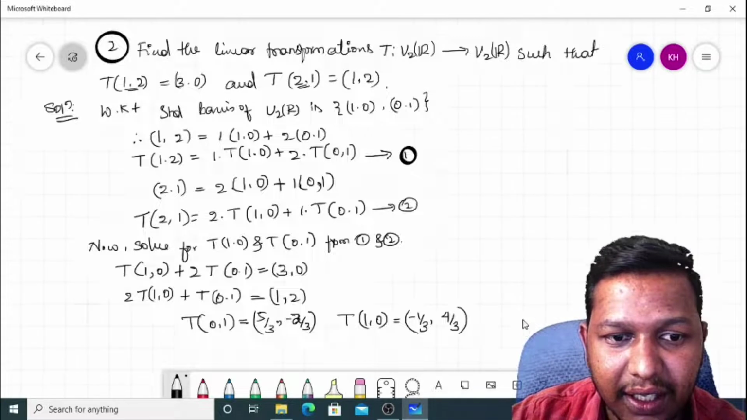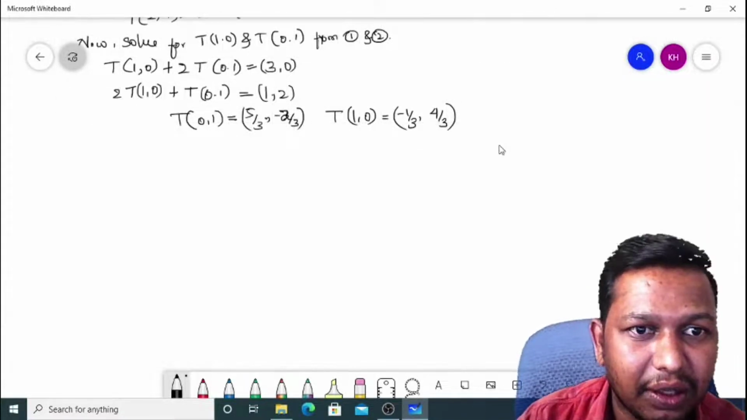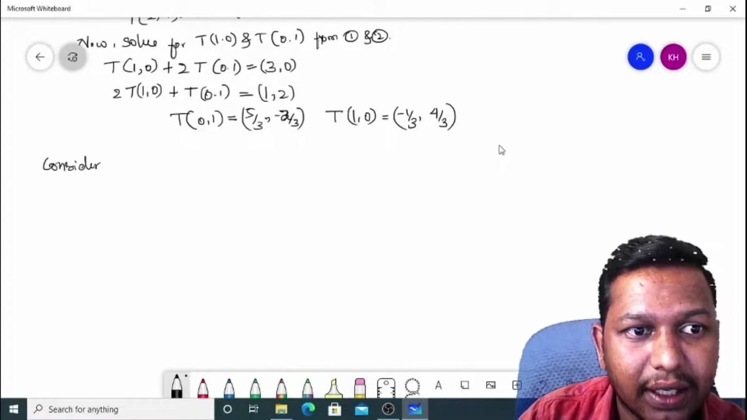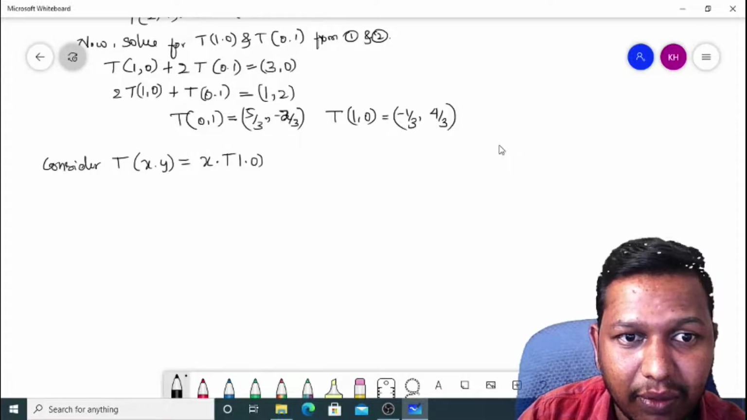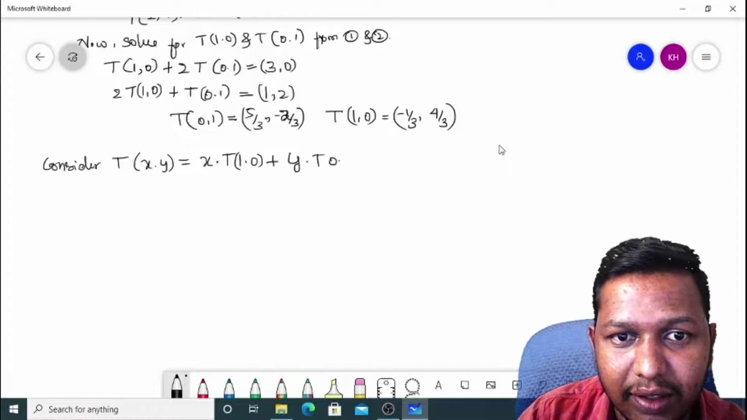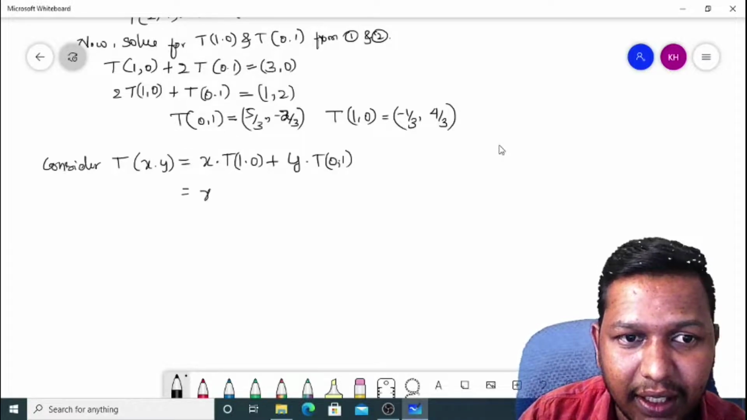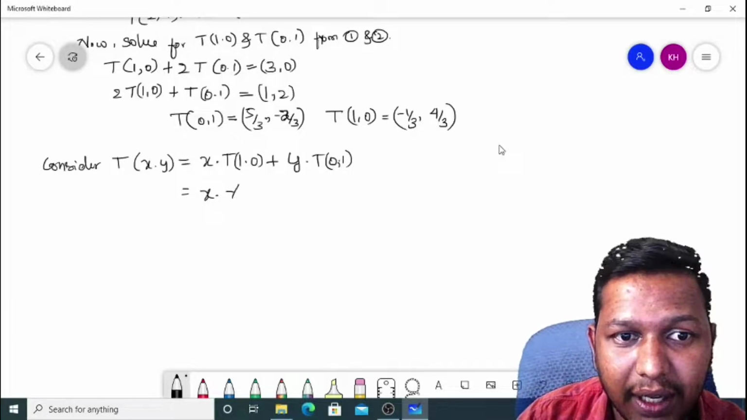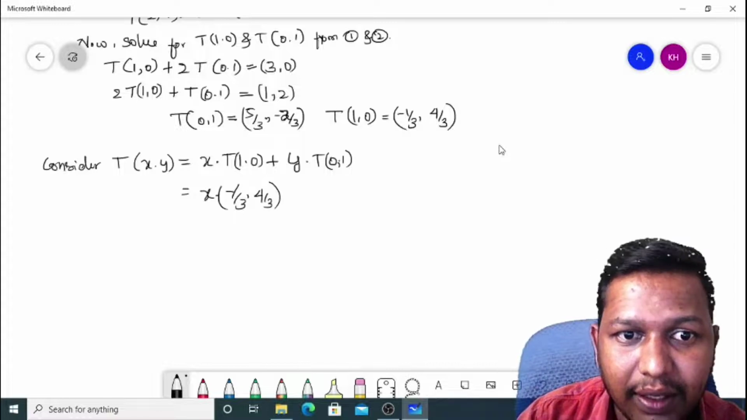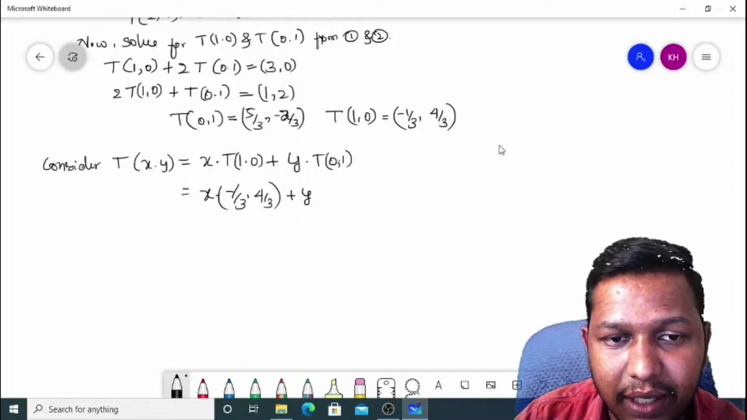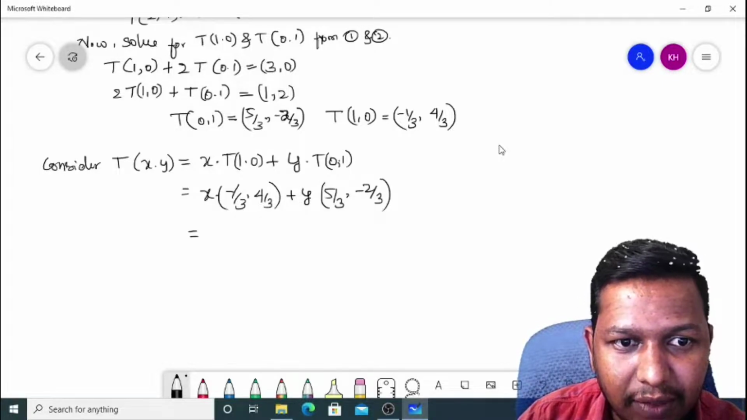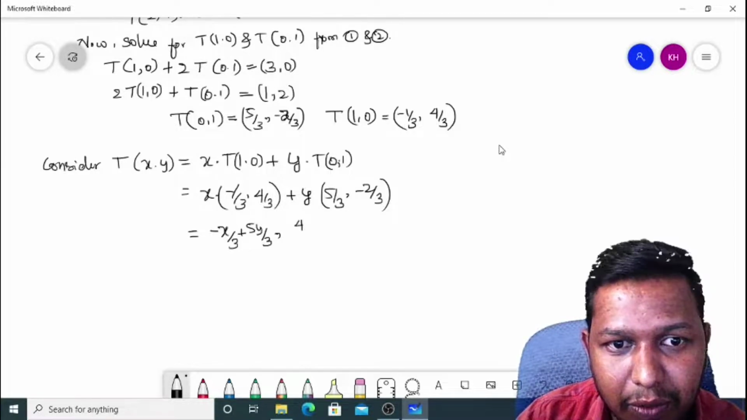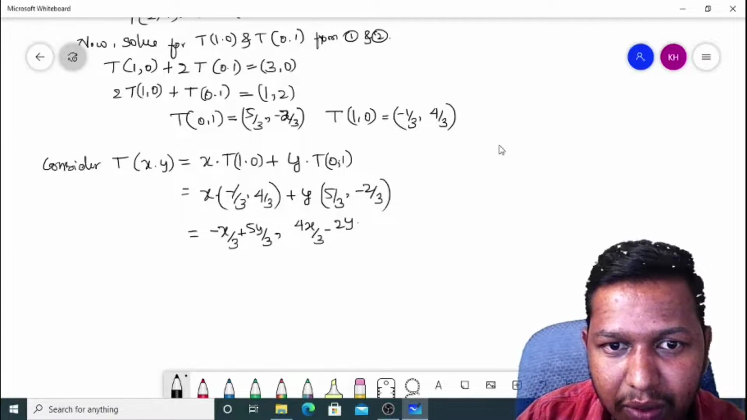Next, after finding the image of the basis under the mapping T, we need to consider T(x, y). T(x, y) is nothing but x into T(1, 0) plus y into T(0, 1), which equals x into T(1, 0), which is (-1/3, 4/3), plus y into T(0, 1), whose value is (5/3, -2/3), which equals (-x/3 + 5y/3, 4x/3 - 2y/3).